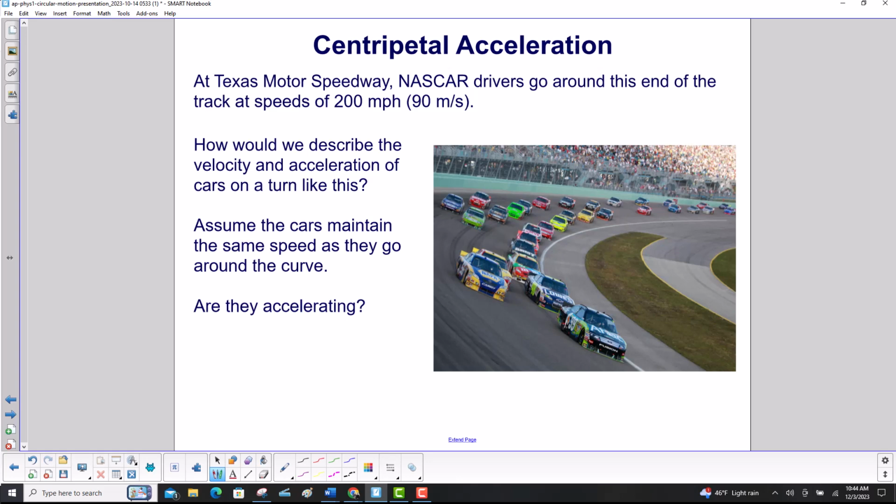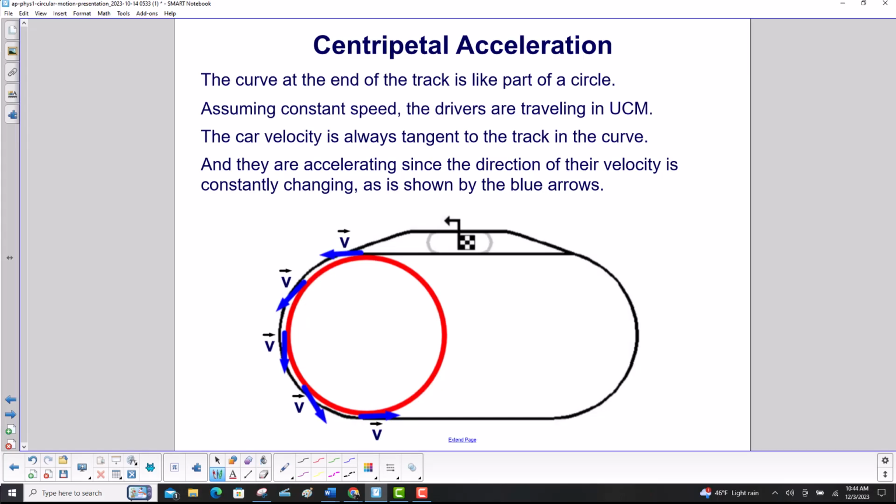Are they accelerating? The curve at the end of the track, over here, is like part of a circle. Assuming constant speed, the drivers are traveling in uniform circular motion. The car velocity is always tangent to the track in the curve, and they are accelerating since the direction of their velocity is constantly changing, as shown by the blue arrows.